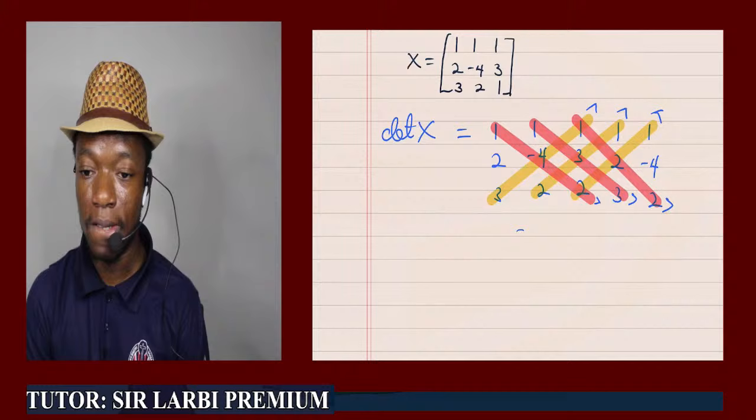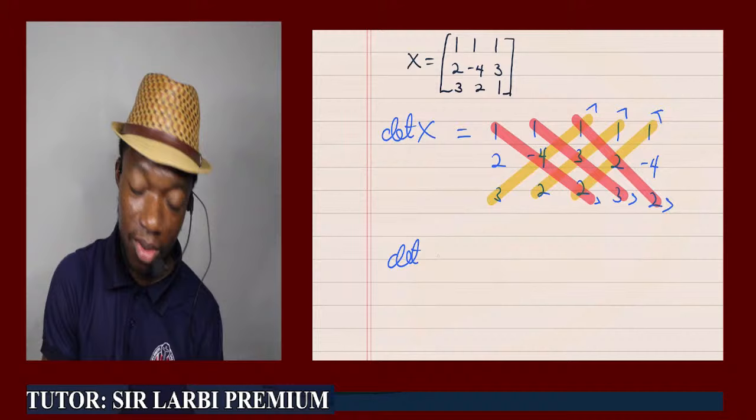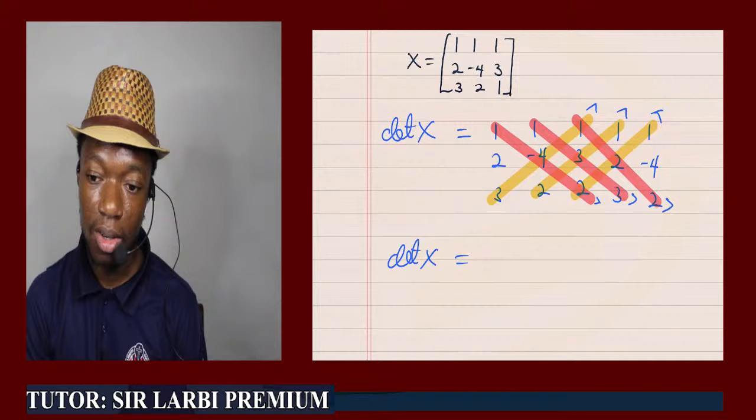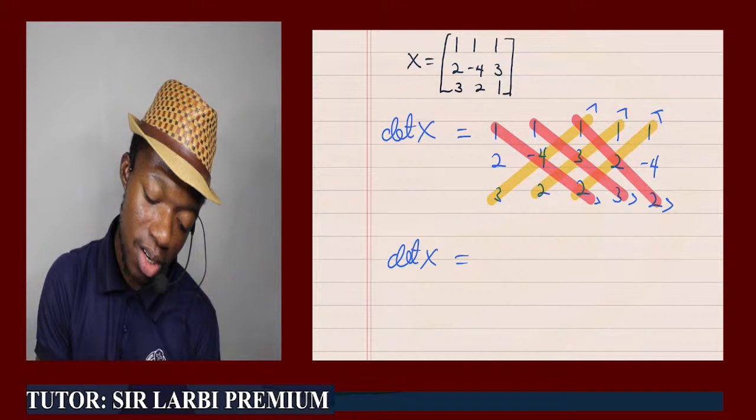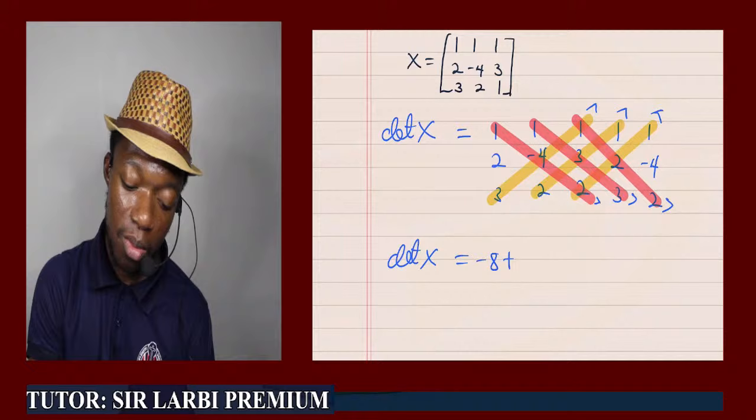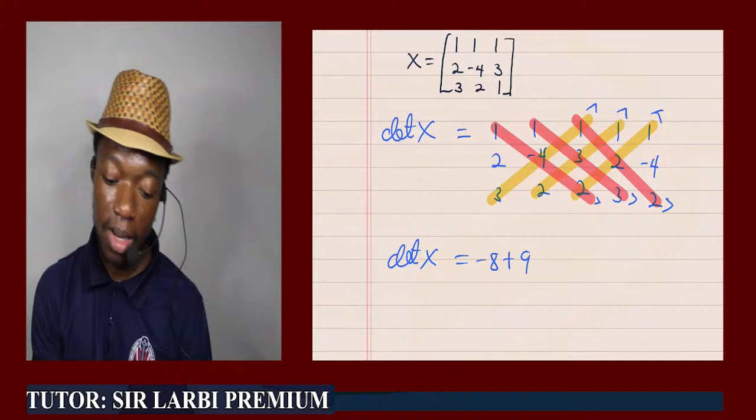Our determinant, question 25. So the determinant of x: we have the product of the downward. Negative 4 multiplying negative 1, positive 4, multiplying 2, you're supposed to get negative 8. Plus 1 multiplying 3 multiplying 3, you're supposed to get 9. And then 1 multiplying 2 multiplying 2, you're supposed to get 4. So plus 4. Then you compare that to the upward.